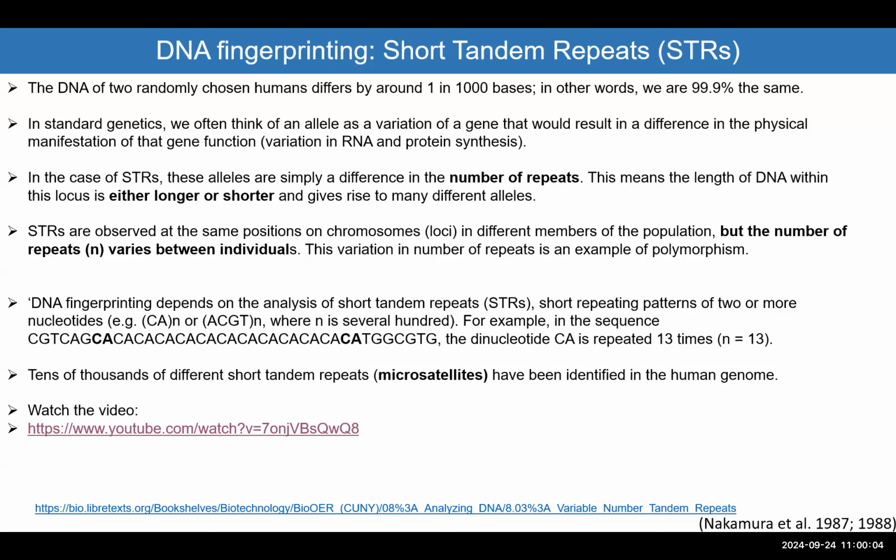I didn't want to really go very deep on this. I just give you the example here. So the STRs can be as short as 2 nucleotides, like you see the CA is repeated 13 times. It could be a CA that is repeated like 20 times, right?